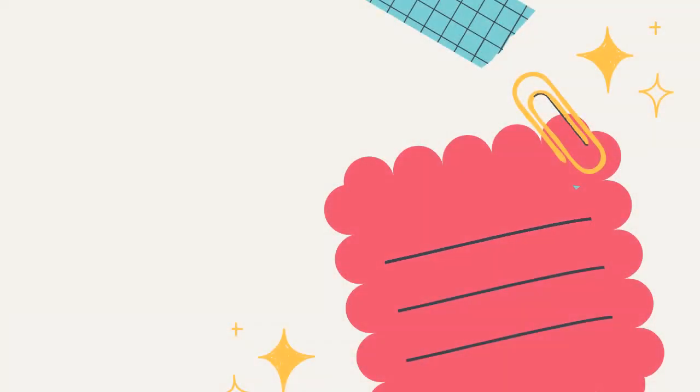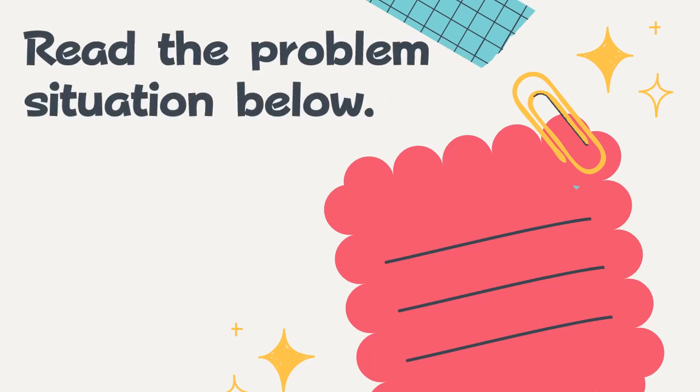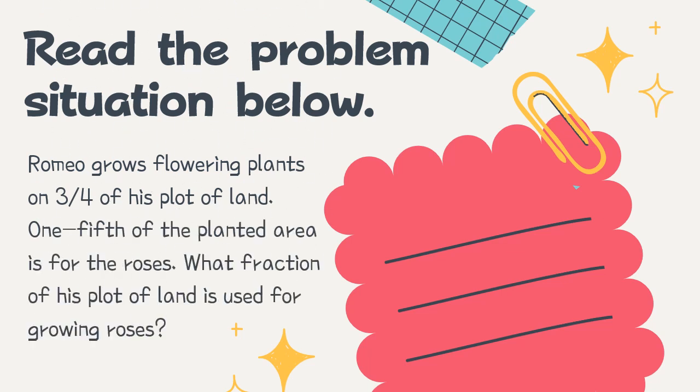Let us start our lesson with a problem. Let us read the problem situation below. Romeo grows flowering plants on 3/4 of his plot of land. 1/5 of the planted area is for the roses. What fraction of his plot of land is used for growing roses?